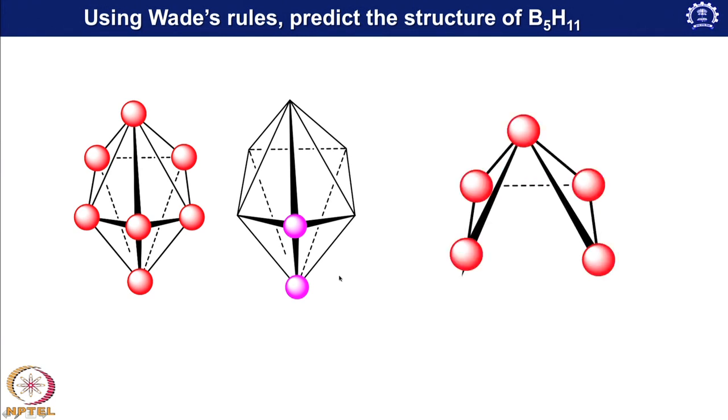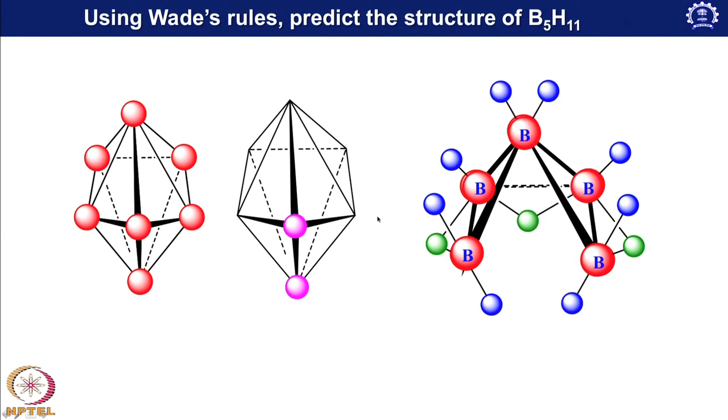Once you take out this one, this is the skeleton we will be left with, 5 boron atoms. This represents the skeleton of B5H11, and now we put all the hydrogen atoms. This is how it looks like. So, this is the structure of B5H11 predicted using Wade's rules. I hope you have understood this one. Let me do more examples to make it clear.